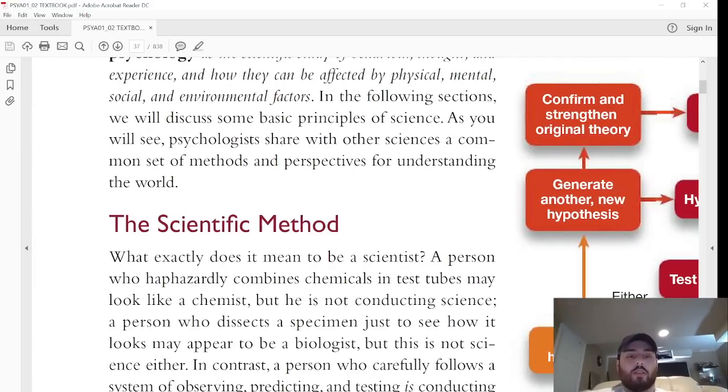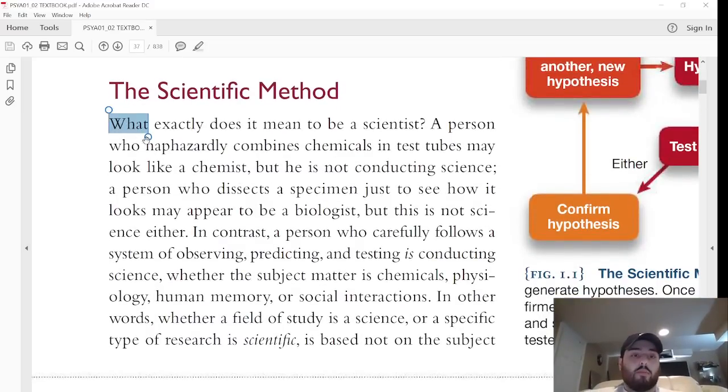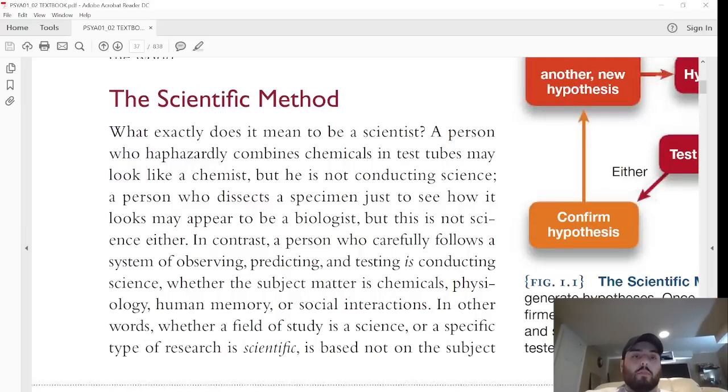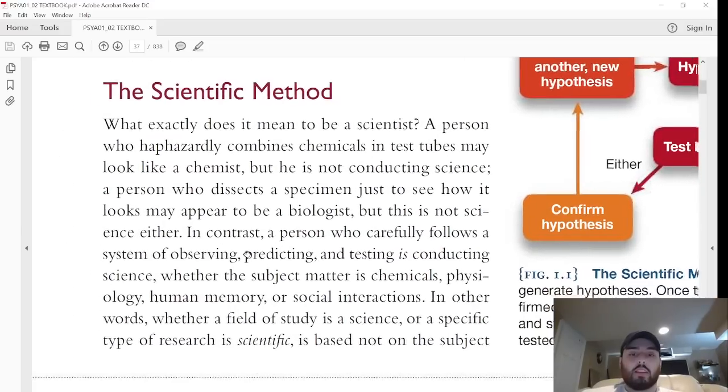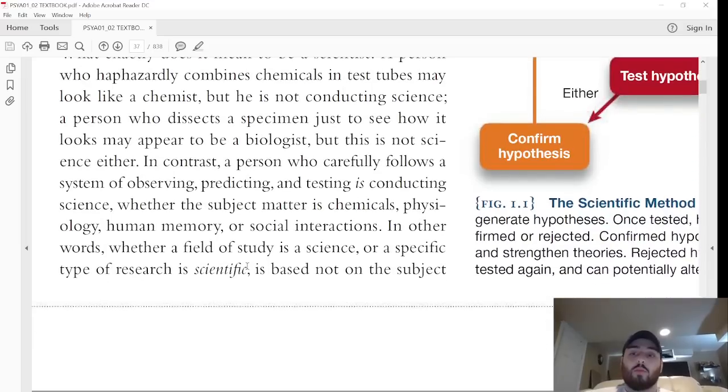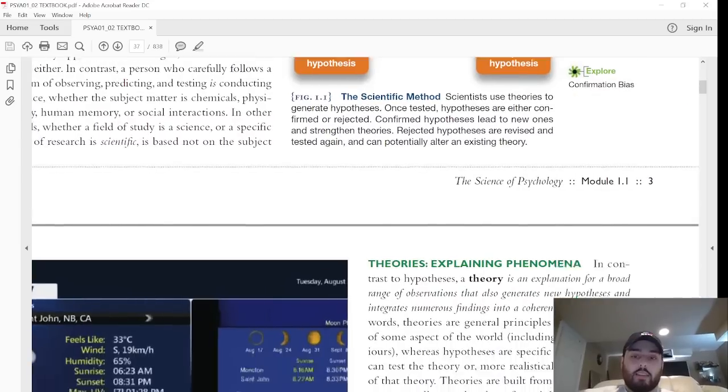All right, so let's move on to the scientific method here. This is very important too. What does it actually mean to be a scientist, right? A person who haphazardly combines chemicals in test tubes may look like a chemist, but he is not conducting science. A person who dissects a specimen just to see how it looks may appear to be a biologist, but this is not science either. In contrast, a person who carefully follows a system of observing, predicting, and testing is conducting science, whether the subject matter is chemicals, physiology, human memory, or social interactions, right? So this refers back to our scientific method. That is essentially what the scientific method is, and that is what makes a good scientist, right?